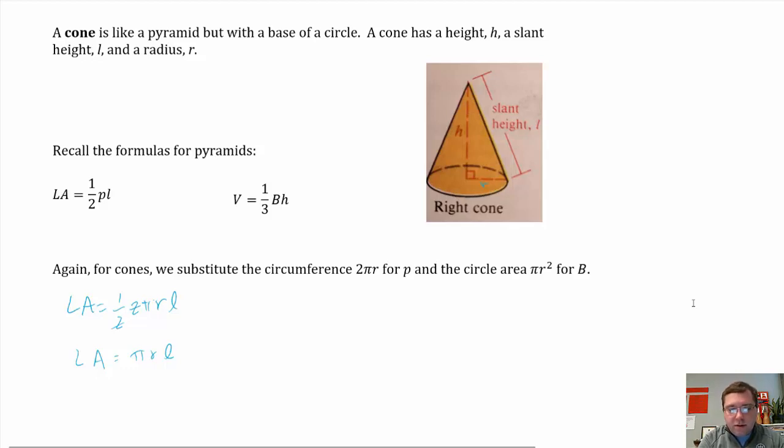The volume of a pyramid is 1/3 times the area of the base times the height. The base is a circle. Area of a circle is always pi r squared, so let's plug that in for capital B, and we have a formula for the volume of a cone, 1/3 pi r squared h.